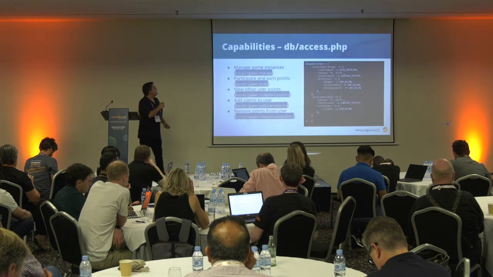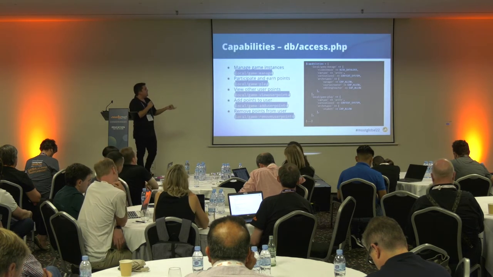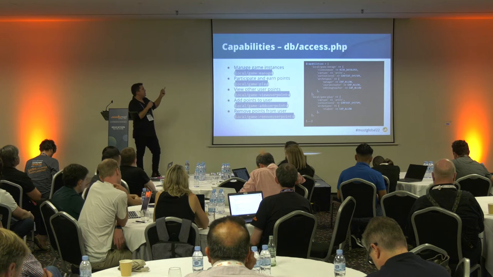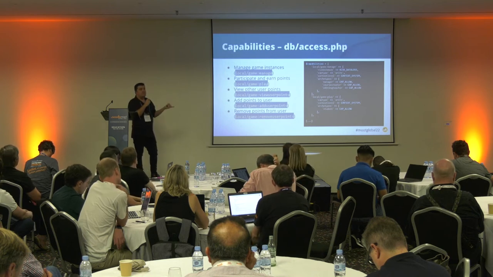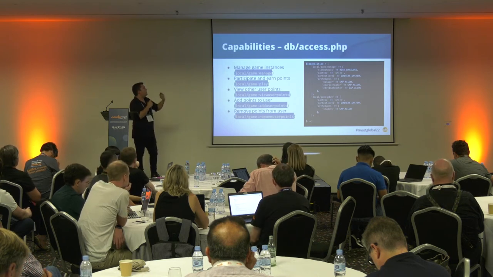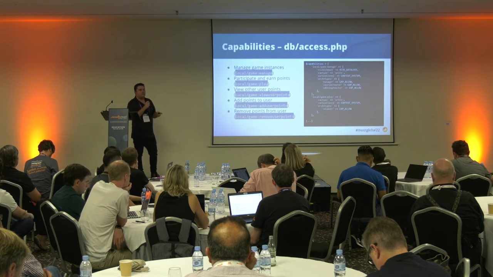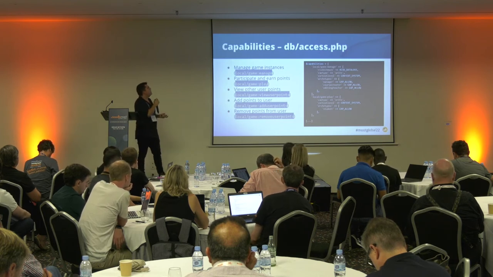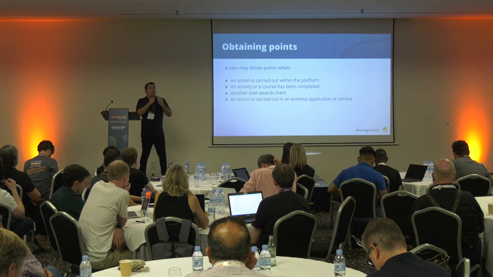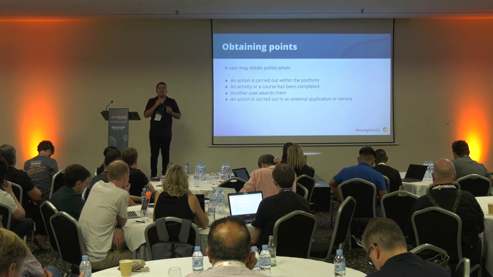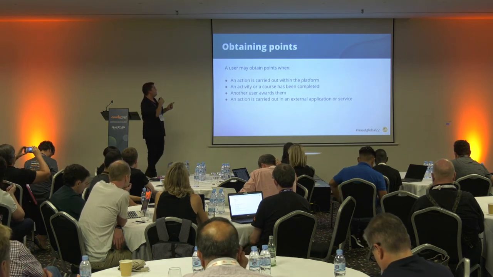So capabilities, I declared some capabilities. Like manage game instances, participate, view the points for other users, add points and remove points. Really simple, actually. And so how? This is the important part. How can a user obtain points? So different ways.